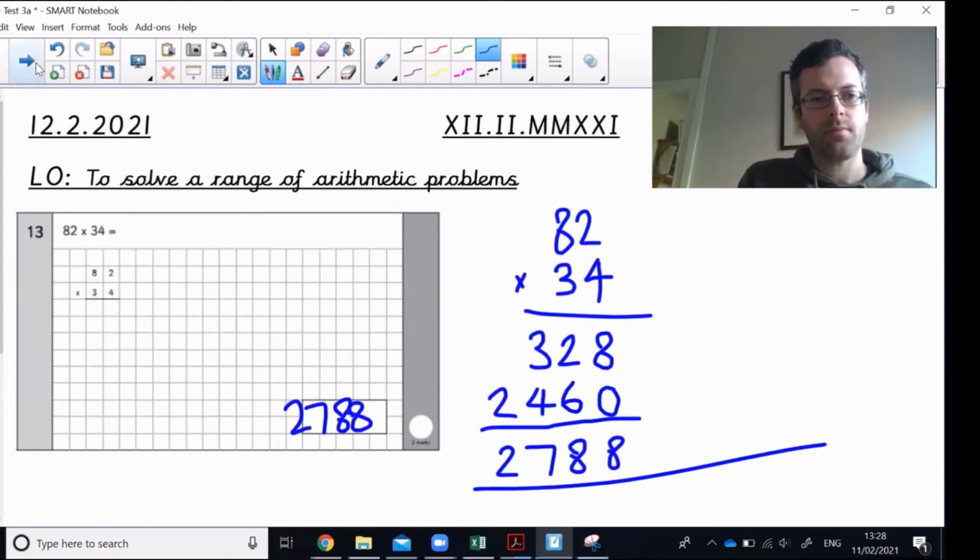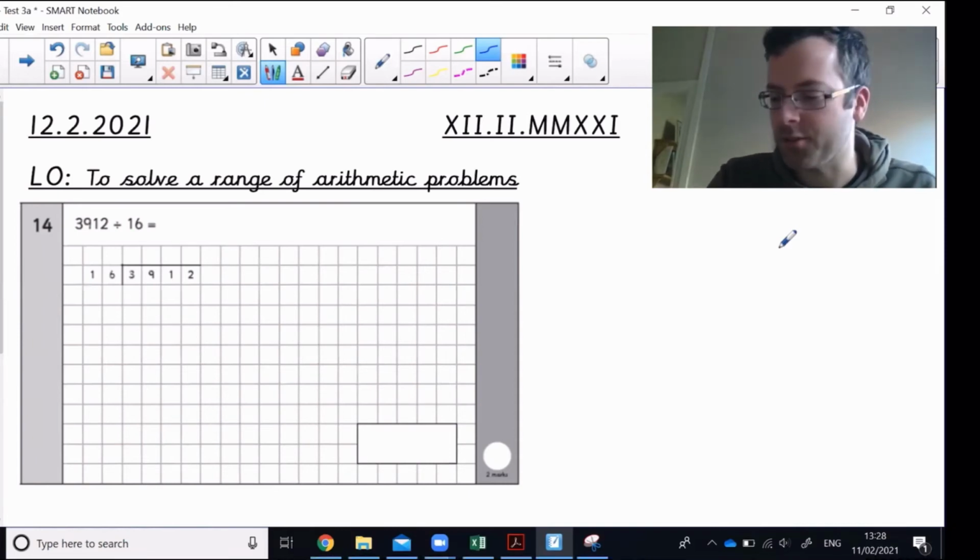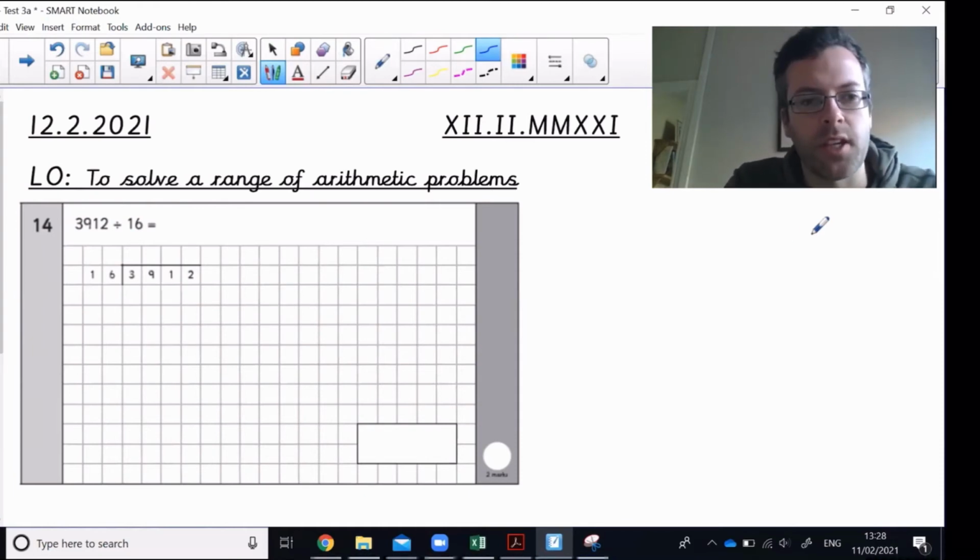2,788. Next question. Long division. The longest and potentially, not trickiest, but most areas for mistakes. So I'm taking away lots of 16 until I get to 3,912. And in the place where I get these tests from, it can be a bit ugly with remainders. Normally there wouldn't be remainders in a proper SATs test. Not like we're doing them this year, but anyway.